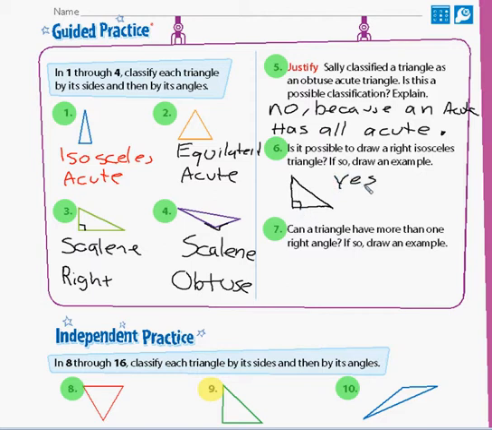Okay. Can a triangle have more than one right angle? If so, draw an example. And no, you can't, because the total of the angles in a triangle equals 180, and it has to have 3 angles. And if 2 of them are 90 each, they'll never connect.